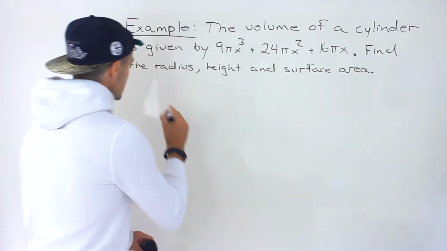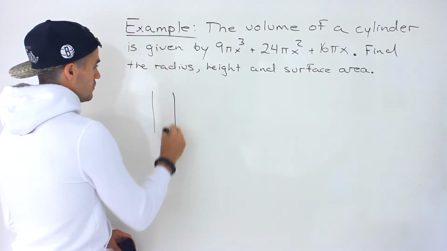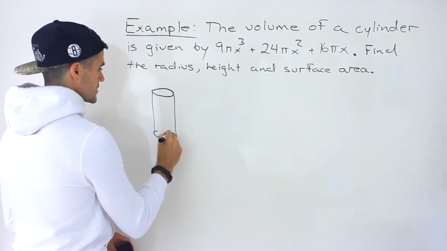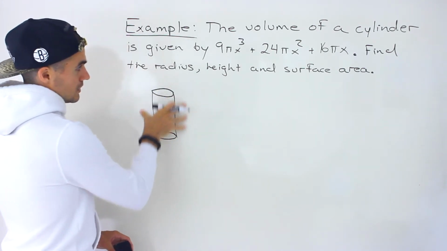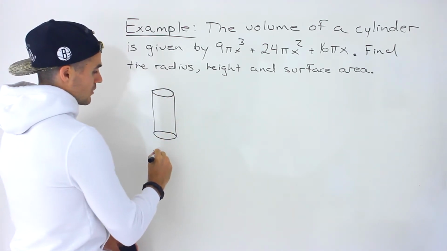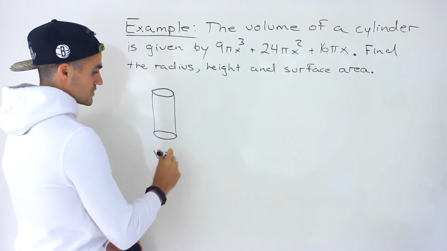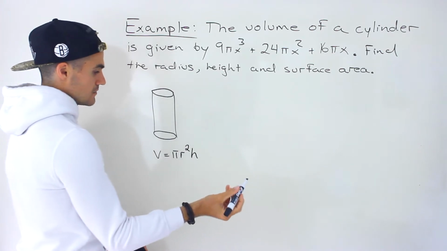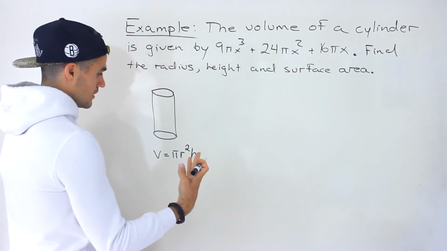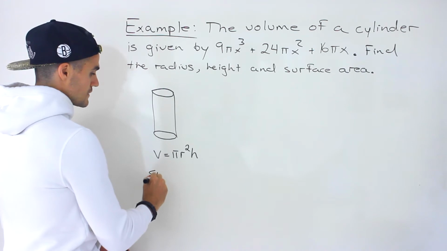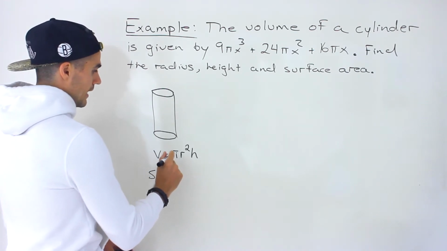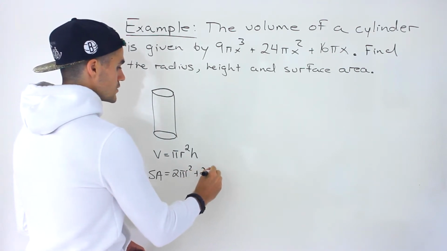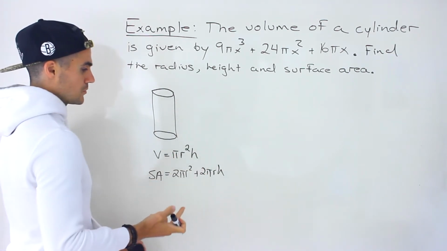So just as a quick review, remember a cylinder, if we draw just a general diagram here, if we have a cylinder, what is the general volume formula for a cylinder? Well, it's going to be pi radius squared times height, pi r squared h. Okay, and then the surface area formula is 2 pi r squared plus 2 pi rh. We're going to be using both of these formulas over here.